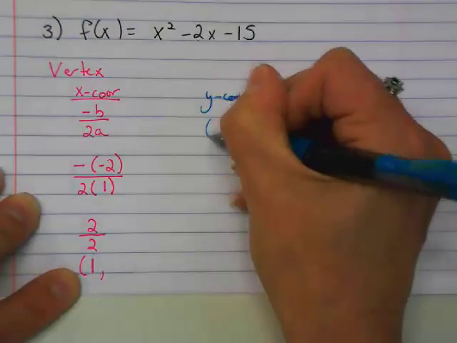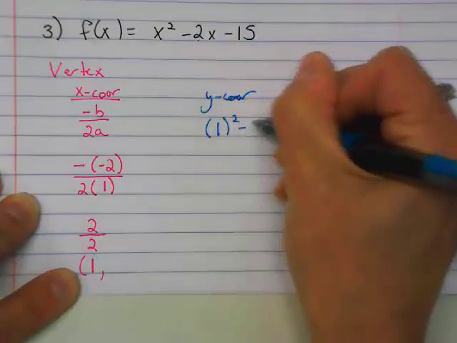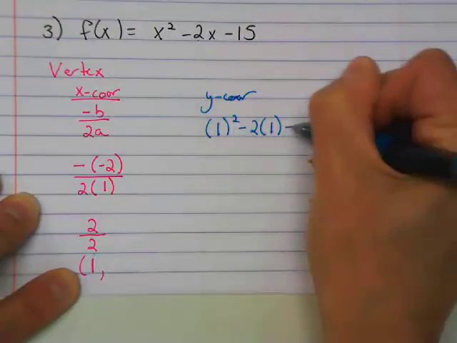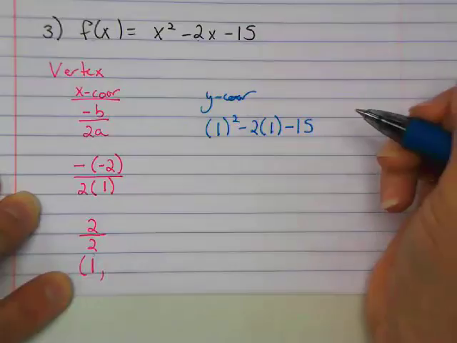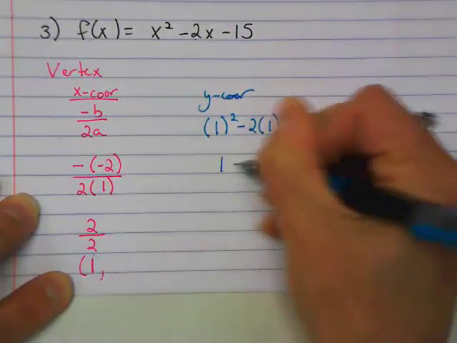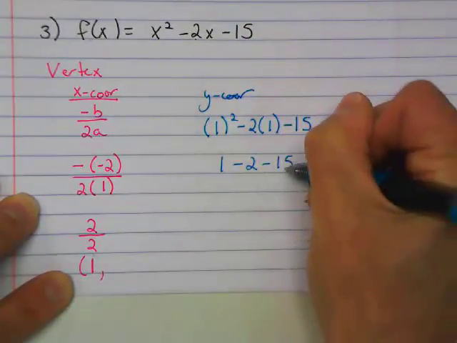Alright, let's continue. Now I need my axis of symmetry. You should be back on track. So the axis of symmetry is x equals the x-coordinate of your vertex, 1.